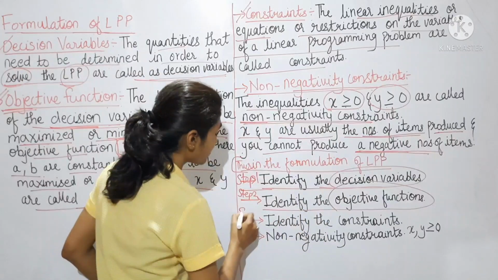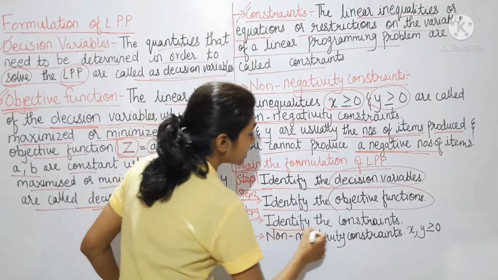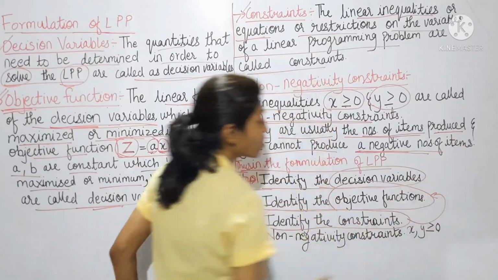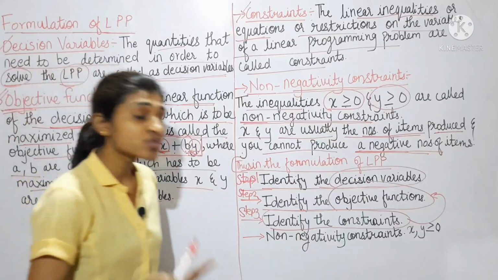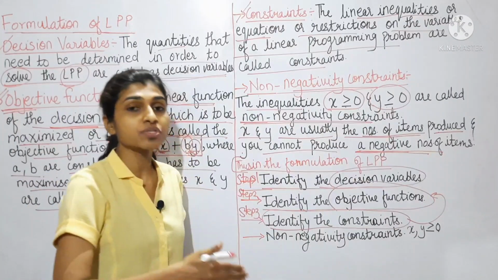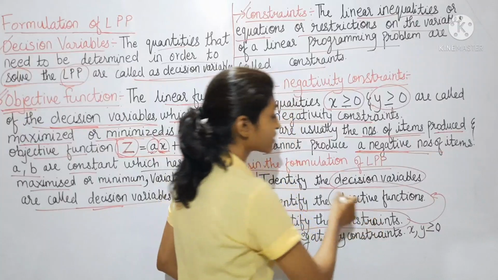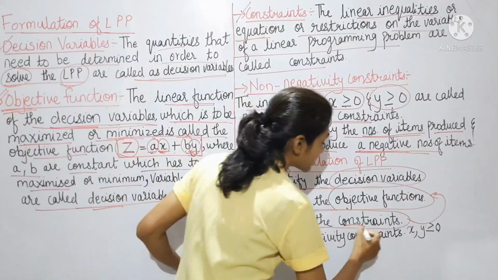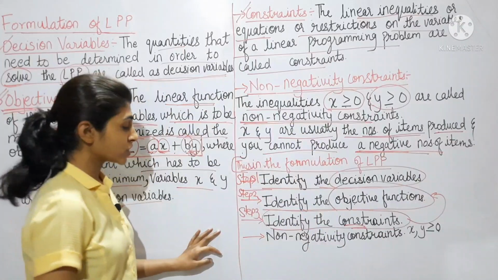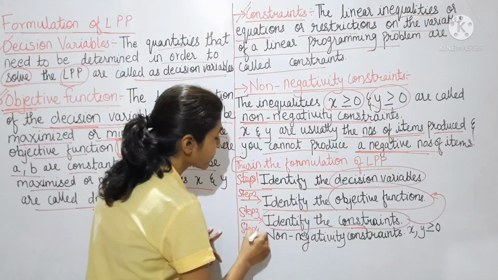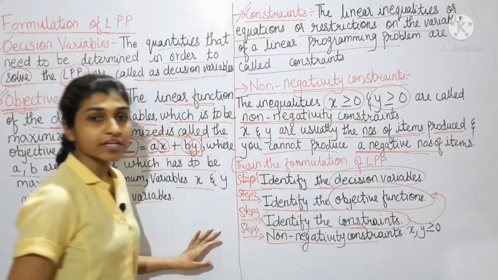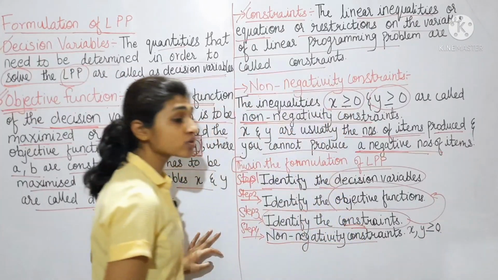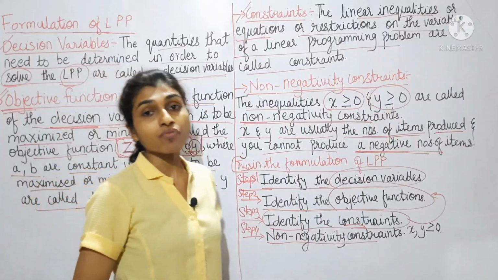After that, step number 3 is to identify the constraints. To achieve this objective function, what are the limitations, what are the restrictions, subject to which the objective function is achieved. So identify those constraints or restrictions. And step 4 is non-negativity constraints. Non-negativity constraints will be x, y greater than or equal to 0, because you cannot produce a negative number of items.